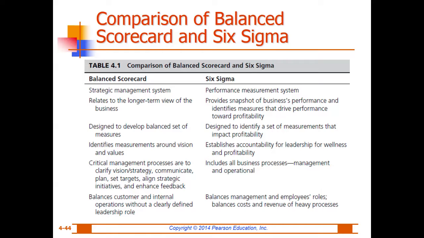So again, in the comparison of balanced scorecard against Six Sigma, a balanced scorecard is more strategic, where Six Sigma is more about performance management, probably more at an operational level. Balanced scorecards take a longer term view, where Six Sigma is going to be what drives our operational performance, sets of measures that impact profitability, accountability, and includes all the business processes, both management and operational. The balanced scorecard is designed to help balance a set of measures around a vision and values, is much more strategic in nature, clarifies the vision, strategy, communicates plans, sets targets, and enhances feedback.